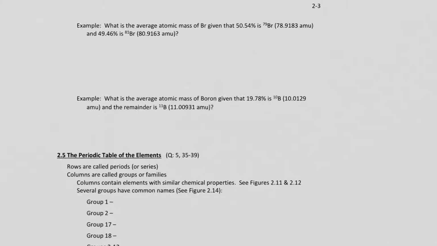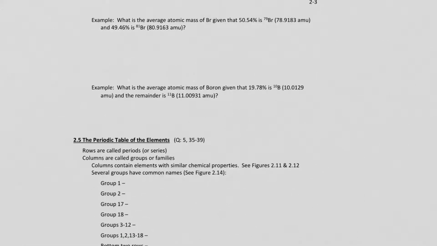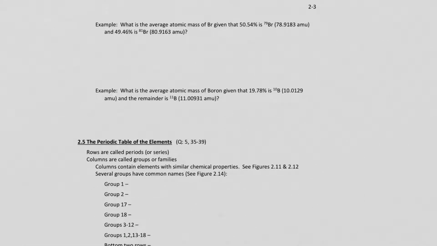So, as promised, we will do two examples. The one example that we're going to do is the top one. The bottom one you can do for yourself as practice. So what is the average atomic mass of bromine, given that 50.54% is bromine-79 and 49.46% is bromine-81?